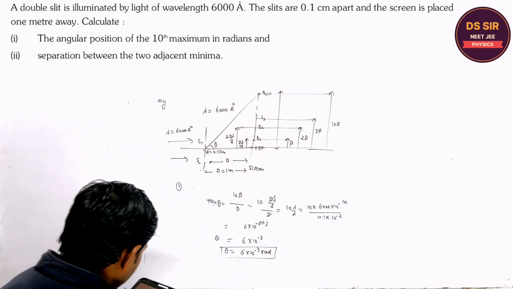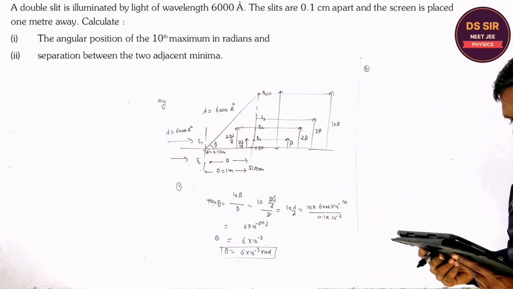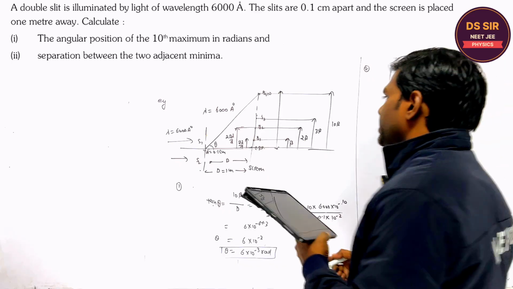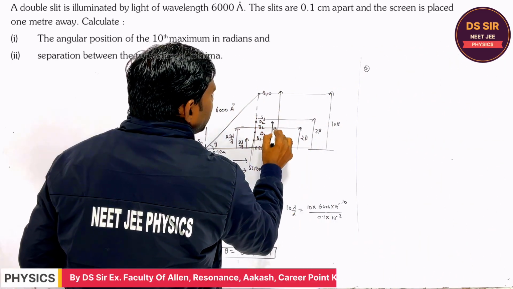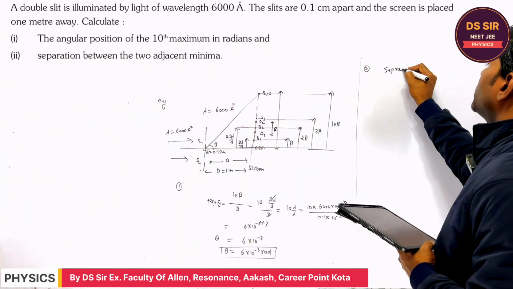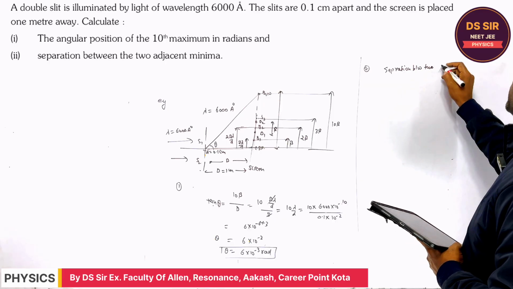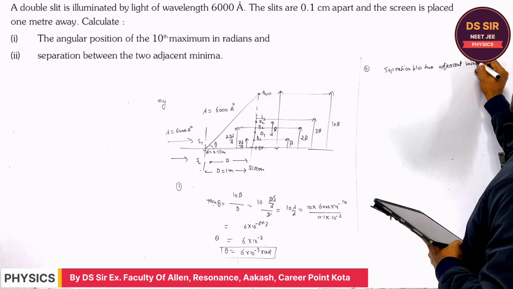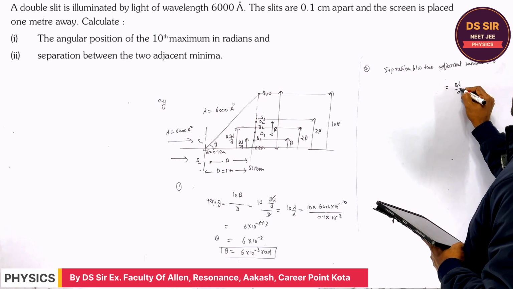Fine. And the second part, what they are asking, can you read? Then the separation between minima, two adjacent minima. Suppose this is D1, this is D2. What is the separation between them? Say beta. So the separation between two adjacent minima is equal to what? Beta is equal to d lambda over d.